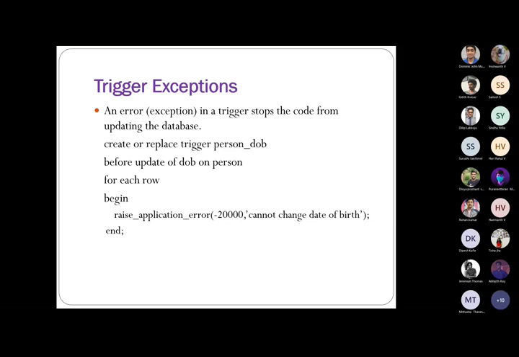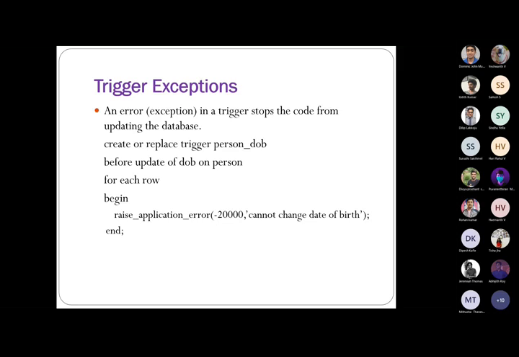Create or replace trigger person_date_of_birth. The trigger name is person_date_of_birth. Before update of date of birth on person, for each row, you are going to raise an application error: raise_application_error minus 20000, cannot change date of birth. This trigger will be automatically fired whenever some user tries to update the date of birth attribute of any record in the person table.